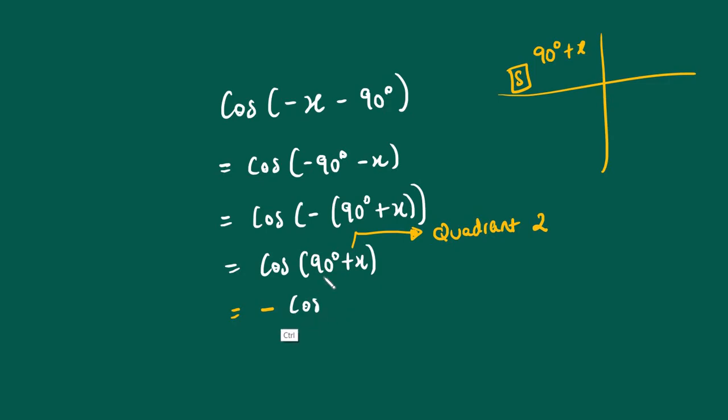That would be wrong because I'm dealing with a 90. So the cos should change to what? To sine. Then your answer would be this. So very, very important there to take note of that.